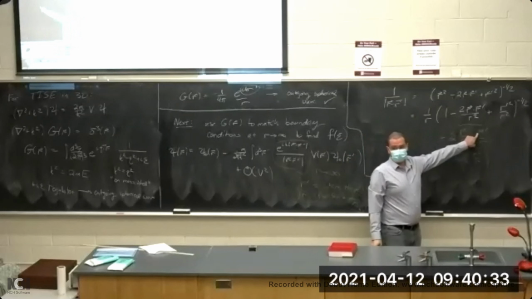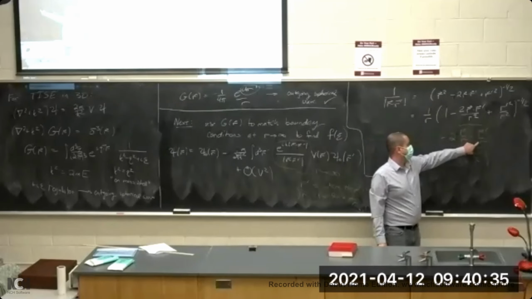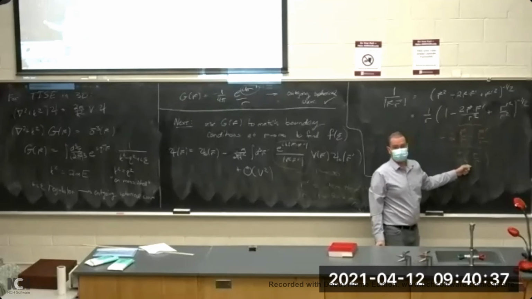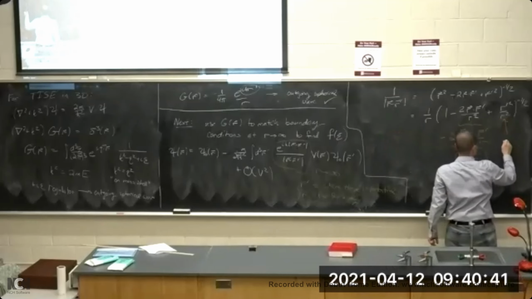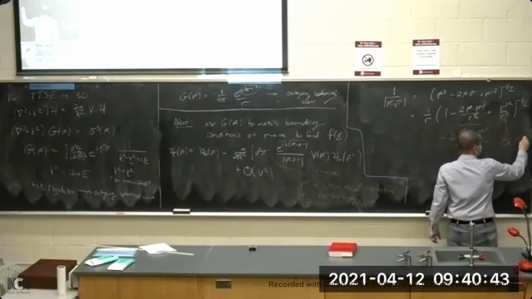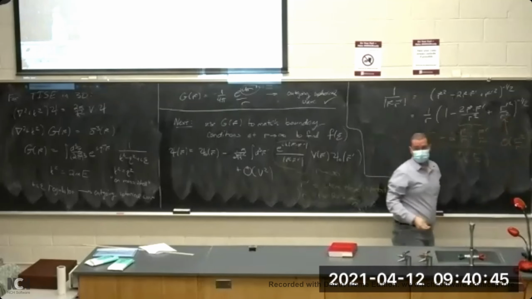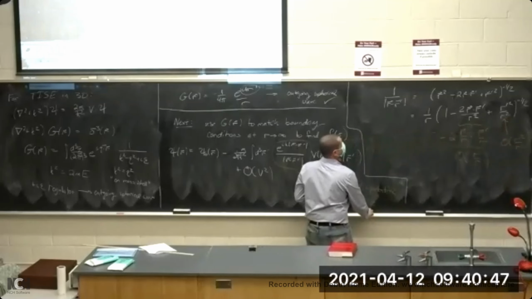But R prime is something trapped near the origin, and R is getting big. This is a small number, so this is first order small. This term, on the other hand, is second order small, R prime squared over R squared. So that will determine what we get when we expand this out.